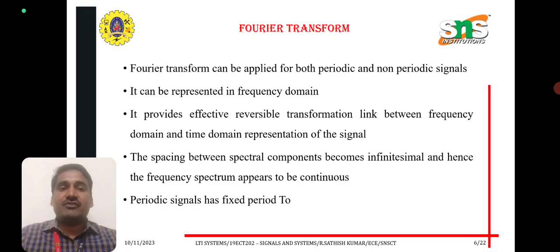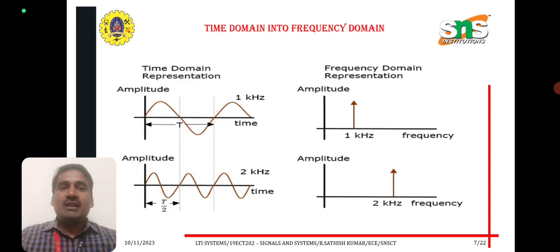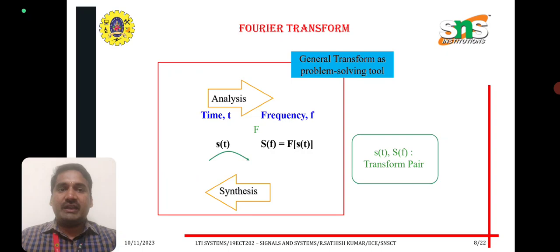Periodic signals have a fixed time period T0. This is the time domain representation converted into frequency domain. The complete time period T can be represented in the frequency domain in terms of 1 kHz. Similarly for 2 kHz, the signal can be divided into half, that is T by 2, which is 2 kHz, and that can be represented in terms of frequency domain.